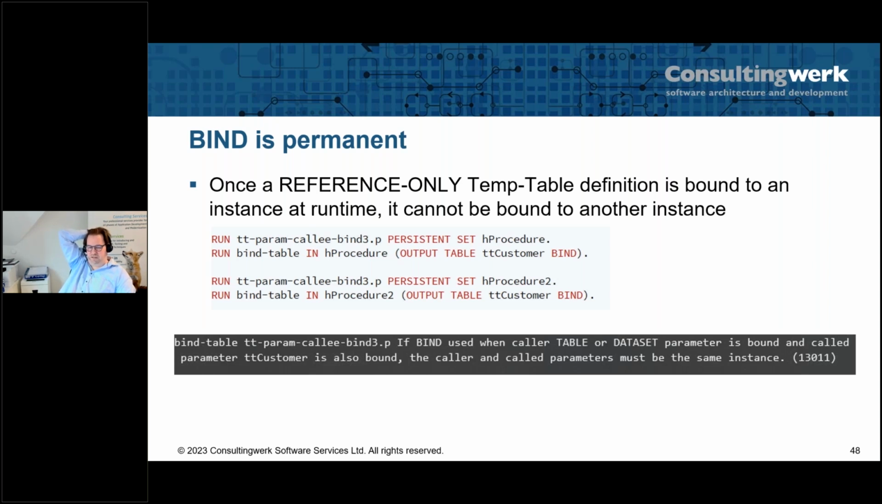Bind is used when the caller temp table is already bound, and TT customer is also bound, which means TT customer is at that point itself a valid definition in the calling program. Then that's only possible if it's the same instance. So you can just run the bind again if you'd be binding to the same thing. It's like eternal marriage without an option for divorce, and you can only marry the same temp table again.